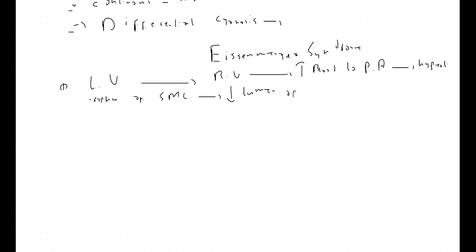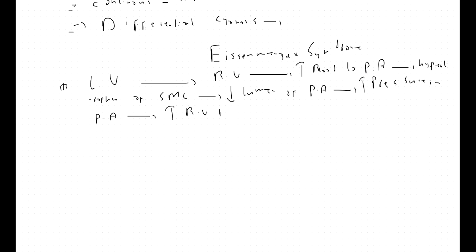And if you decrease the lumen of the pulmonary artery, what will happen to the pressure in the pulmonary artery? The pressure will increase. And when you increase the pressure in the pulmonary artery, what will happen to the pressure in the right ventricle? It will also increase. Very good. The right ventricular pressure will increase.